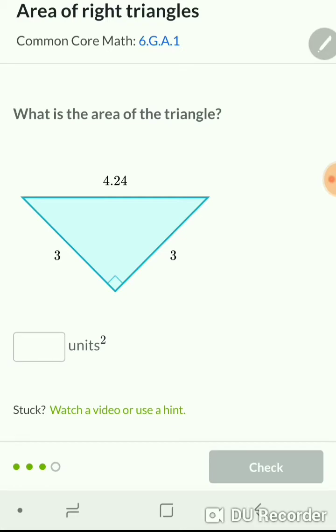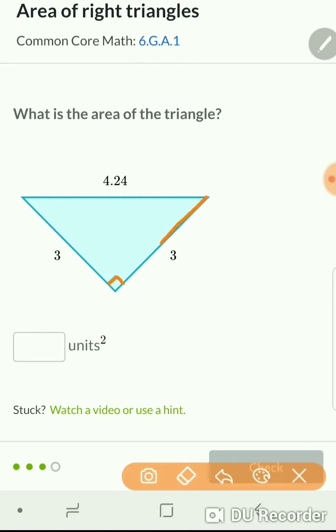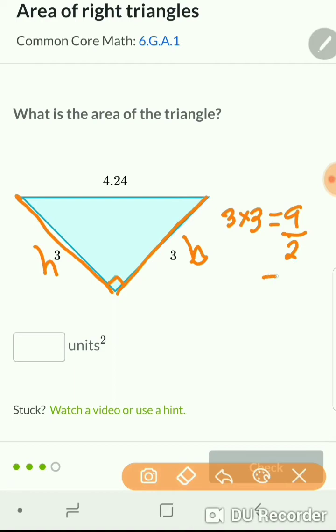So here I have another triangle. The right angle is right here. So the two sides that make the right angle are both 3's, no problem. So I multiply the base and the height. Doesn't matter which one I call the base and which one I call the height. I'll call this the base and I'll call this the height. So 3 times 3 is 9, and 9 divided by 2 gives me 4.5.